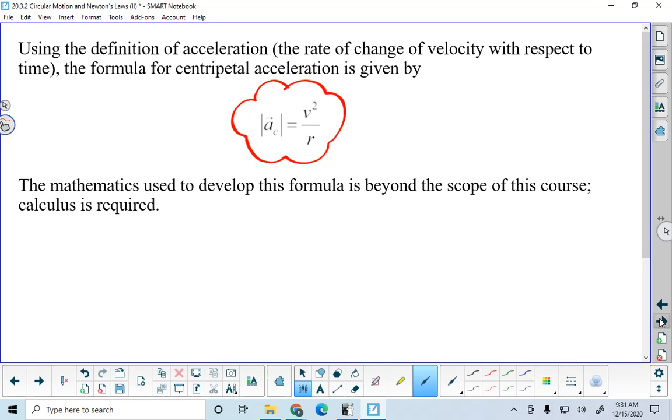So we have this formula for centripetal acceleration magnitude. Notice in the formula there's no direction. Why is there no direction? Because the direction of the acceleration is always changing. It's always towards the center. So when an object is at the bottom of its orbit, the centripetal acceleration will be up towards the center. When the object is to the right of the center, the centripetal acceleration will be towards the left, towards the center. So this is changing all the time.